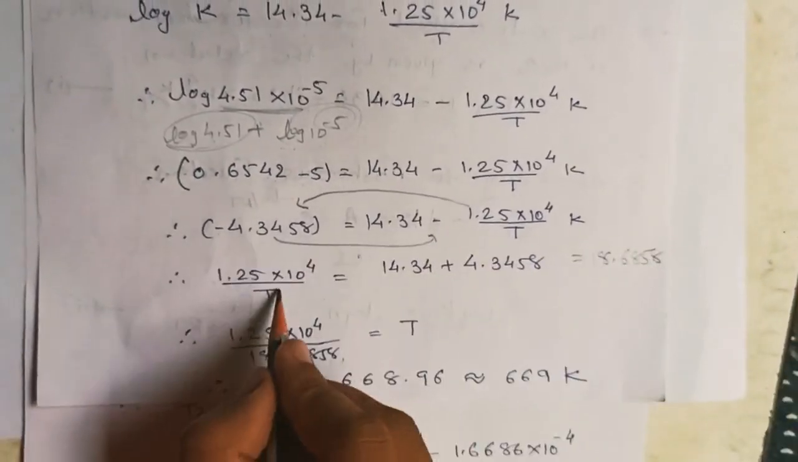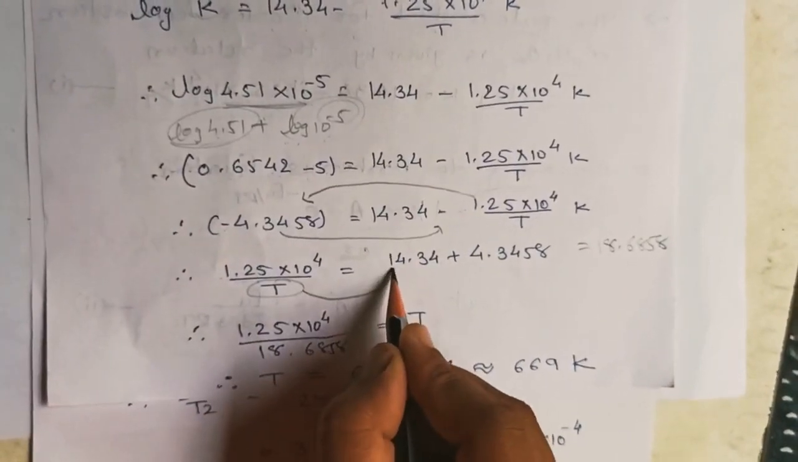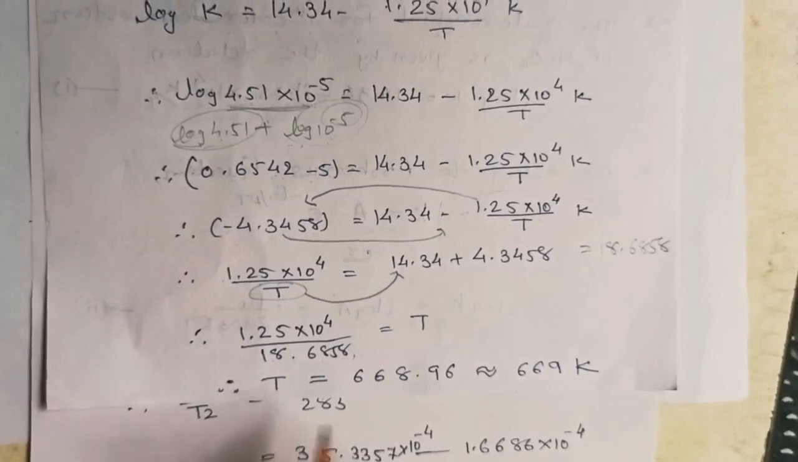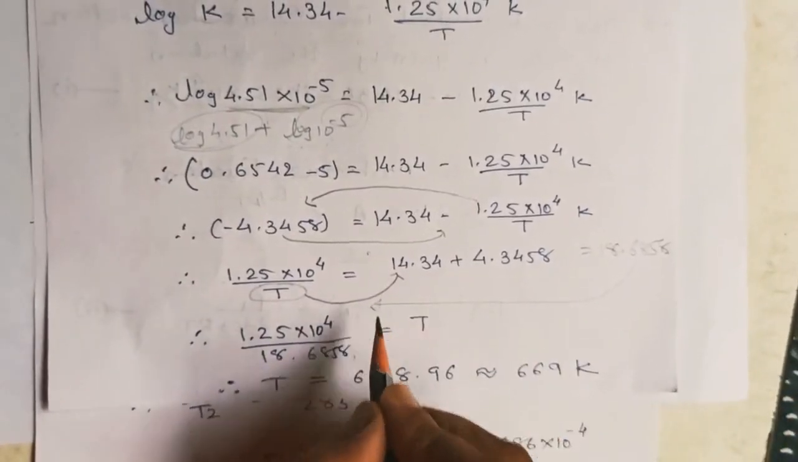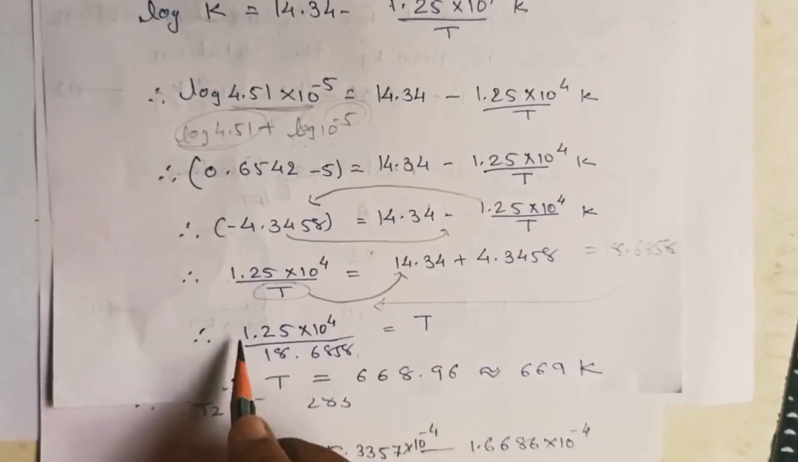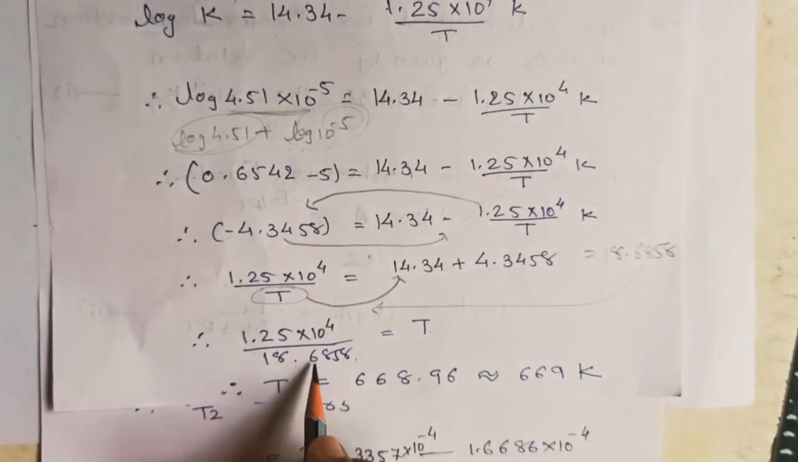Now we want the value of temperature. So if we take the temperature to the other side and also take this term into the division, we will get temperature is equal to 1.25 into 10 to the power 4 divided by 18.6858.